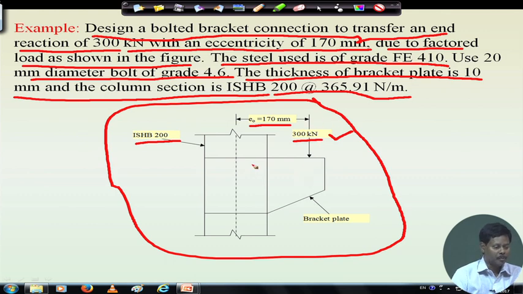We do not know how many bolts or how many bolt lines will be provided, we do not have anything. So, we first have to find the approximate number, then arrange it with an increase of a certain number of bolts, and then check whether it is okay or not. Through this example we will learn how to do it.